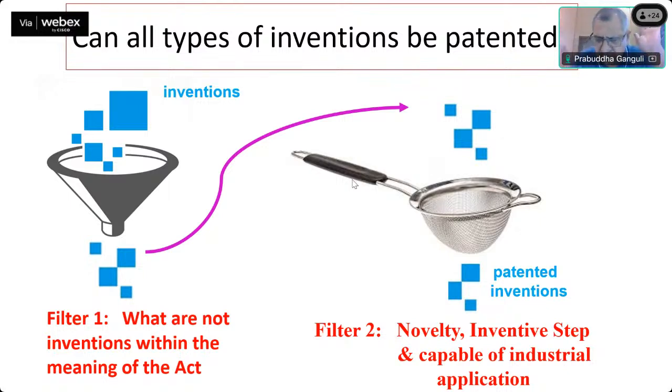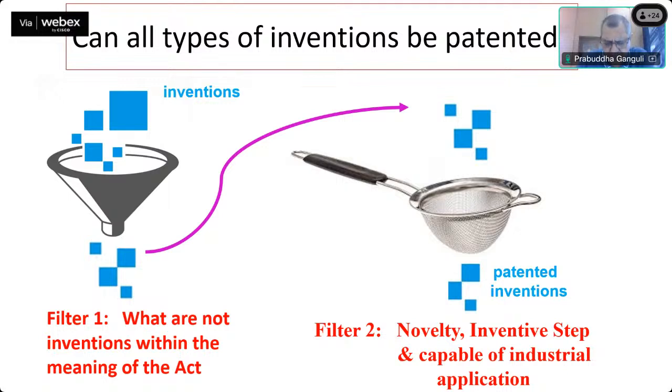Exactly the same way patents. Inventions are put through this filter 1. In filter 1, we have a list which is not considered to be inventions within the meaning of the act. So whatever comes out of filter 1 will now be taken for the interview in filter 2. Question comes in, what is this filter 2? This is where a lot of very hard techno-legal thinking must come in.